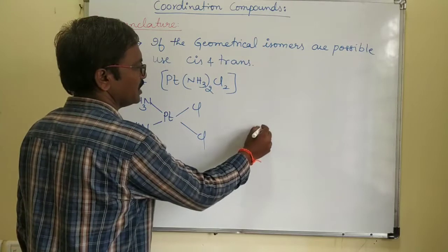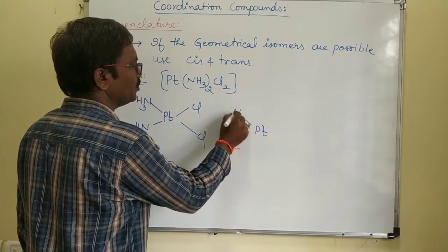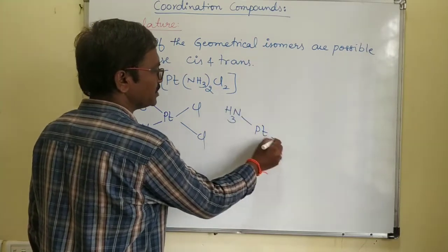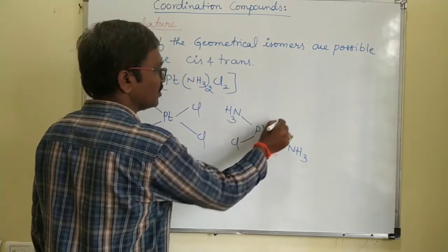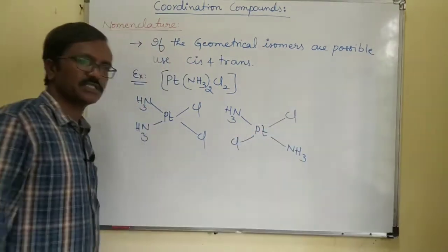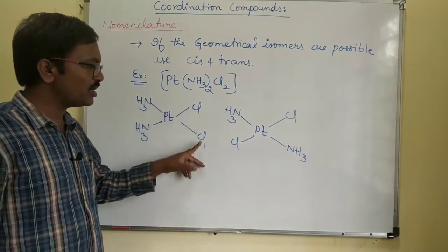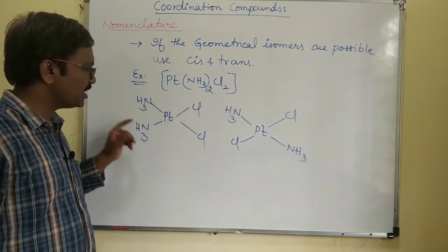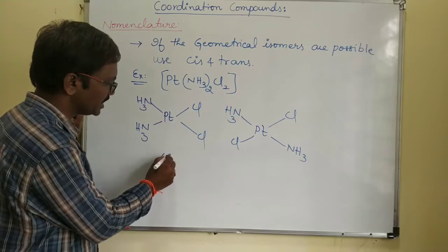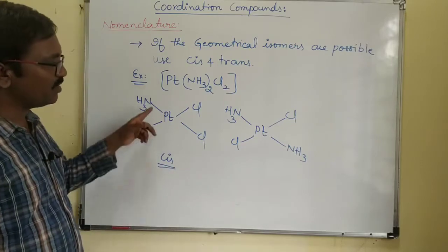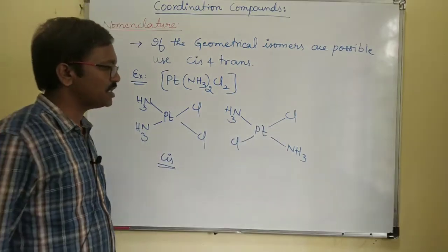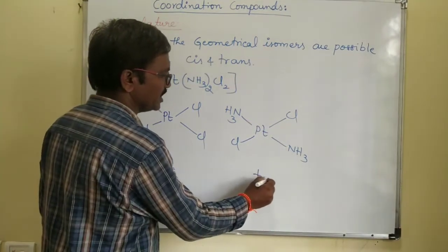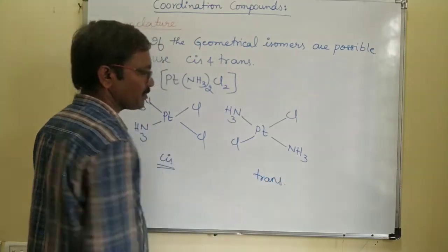Suppose both are on opposite sides, NH3 on the opposite side, chloro on the opposite side. So in this one, chloro are adjacent to each other, NH3 are adjacent to each other. In this case, you have to write it as a cis complex. If the NH3 are opposite, chloro is opposite, generally you call it trans, right?